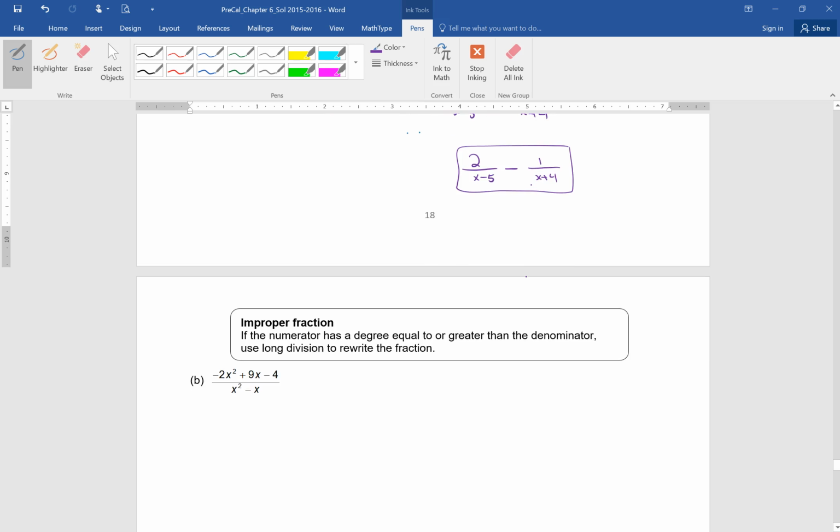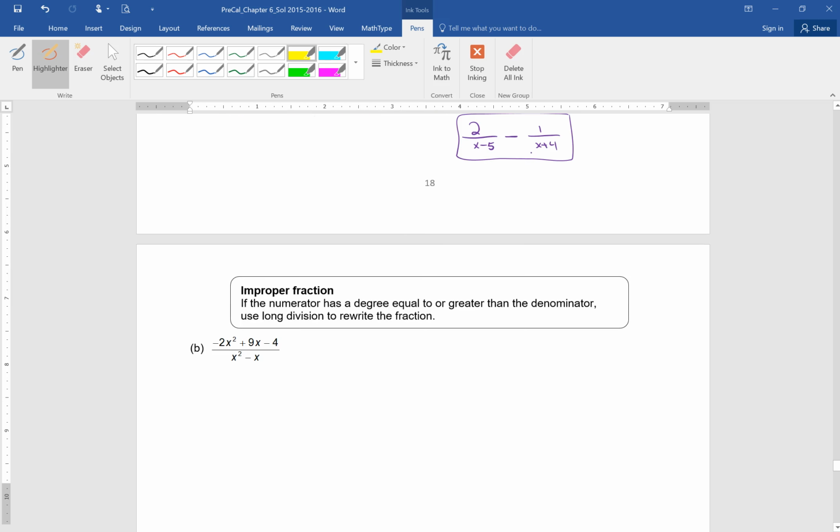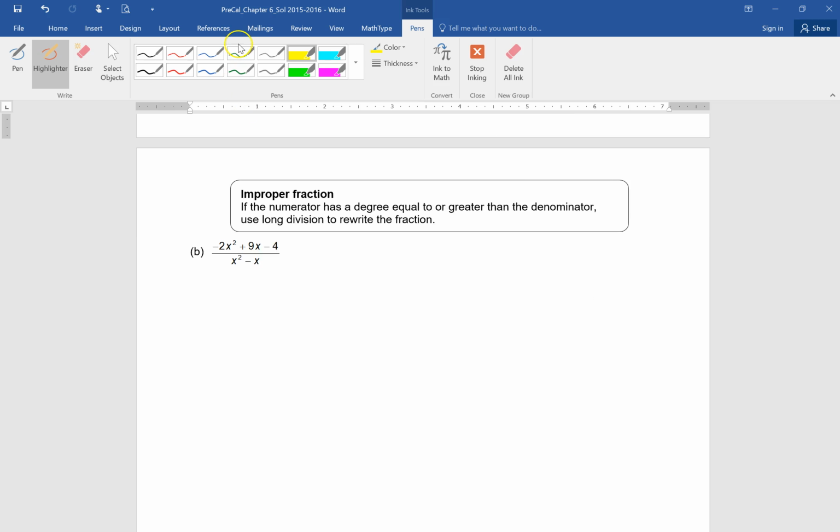Okay? All right. So when it comes to decomposing, there are several cases. The first case, which is what we did here, is when your denominator gives you linear factors. When we factored this denominator, the x minus 5 and the x plus 4, these are linear, right? They each have an exponent of 1. So that's the first case, when the denominator has linear factors. Now, this is still part of the first case, a subset of that rule.